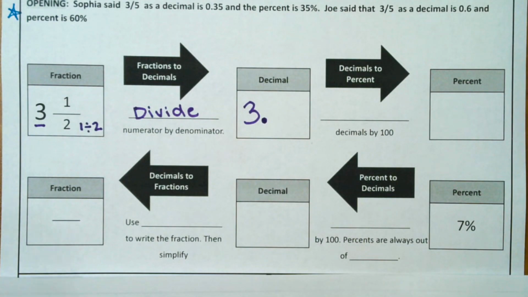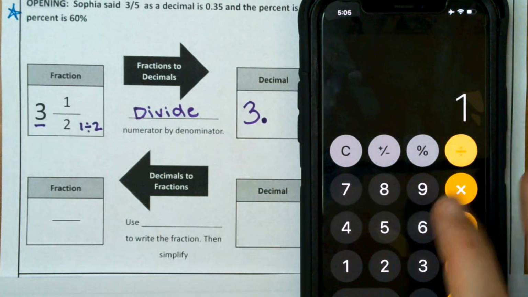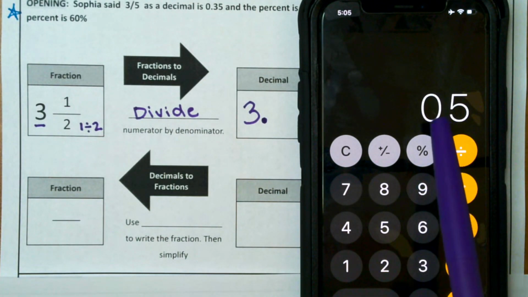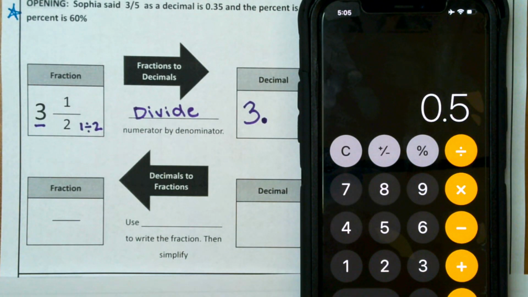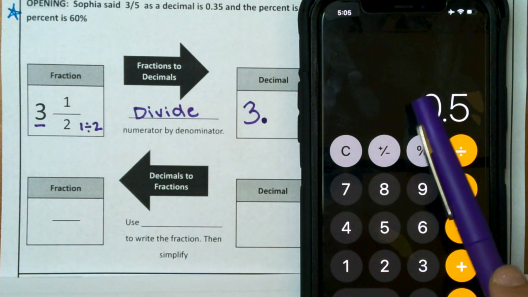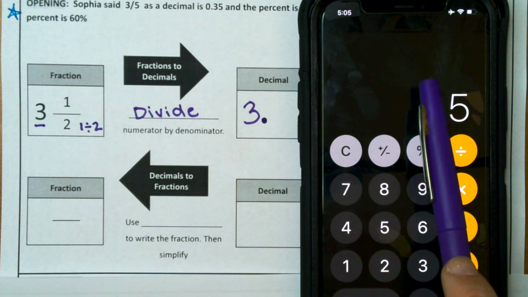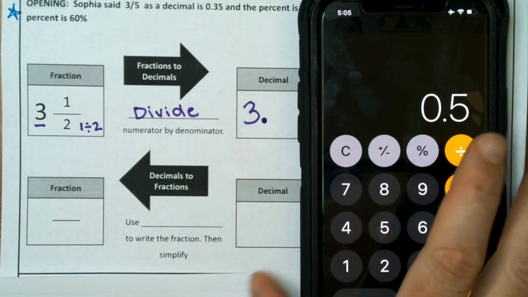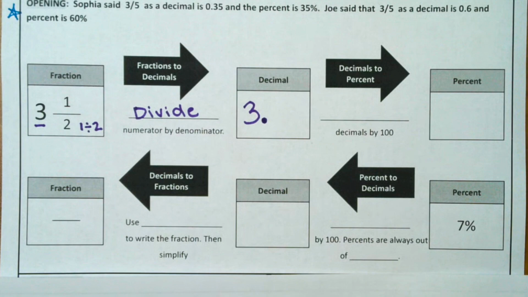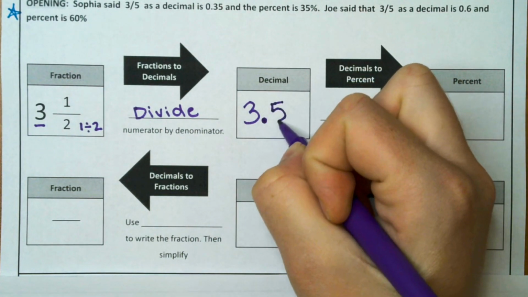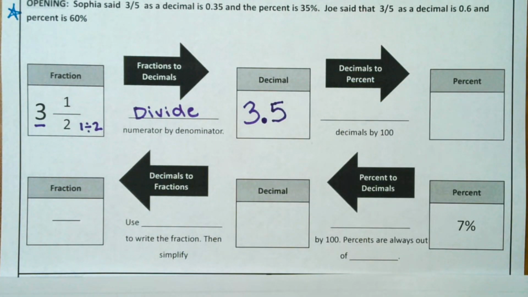When I do 1 divided by 2, I get 0.5. Now, I'm not going to write that 0. We already have a 3 there. We're just going to write what's to the right of the decimal, the .5. So our decimal is 3.5 or 3 and 5/10.